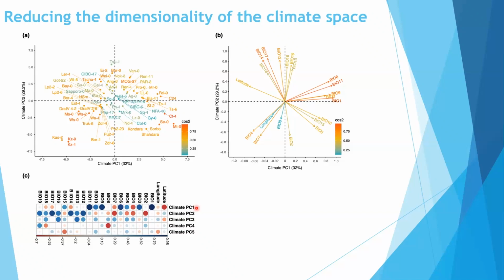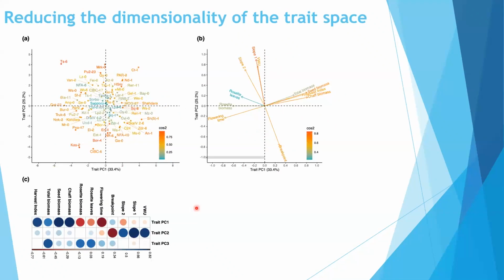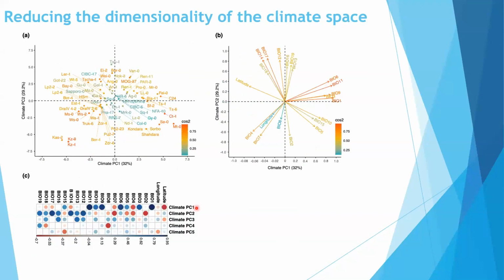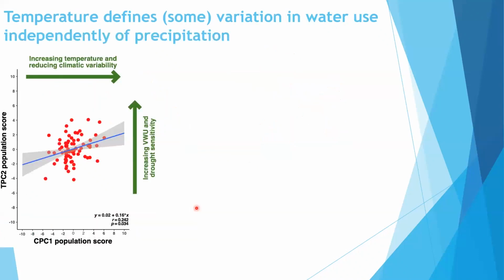So what we were able to do then is compare the trait principal component scores from these populations with the climate principal component scores to look for signals of adaptation. And one of the associations, the one that popped out first, was a positive association between climate principal component population score 1 and trait principal component population score 2.